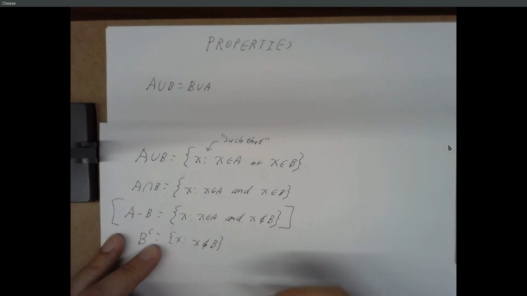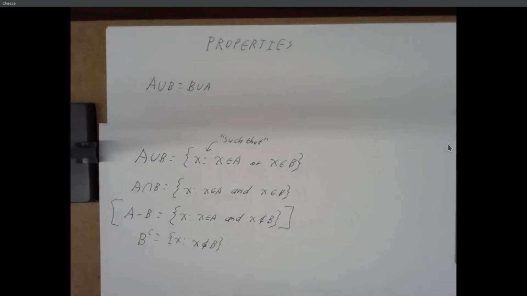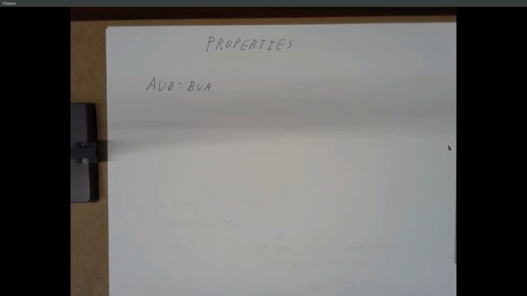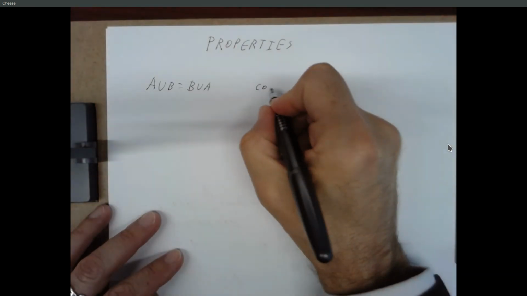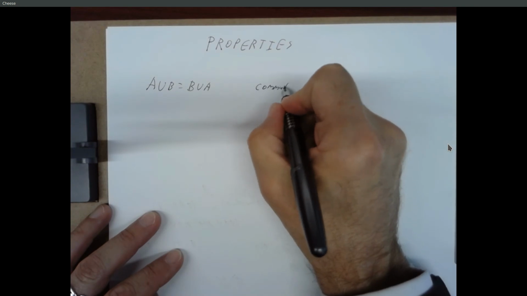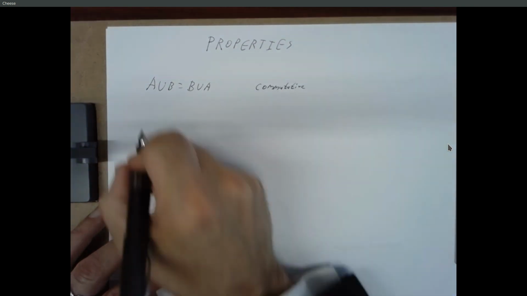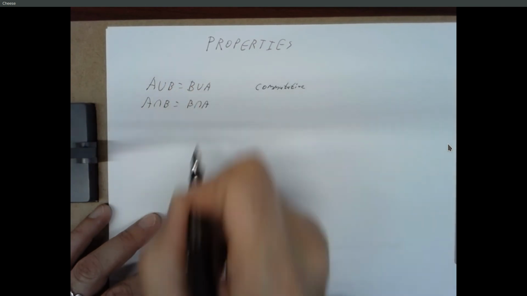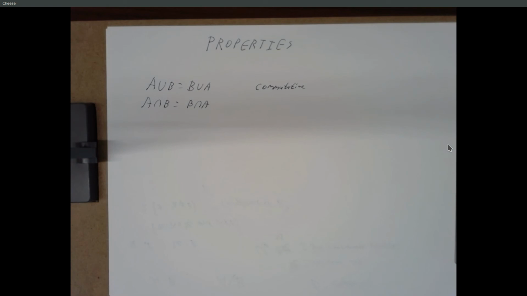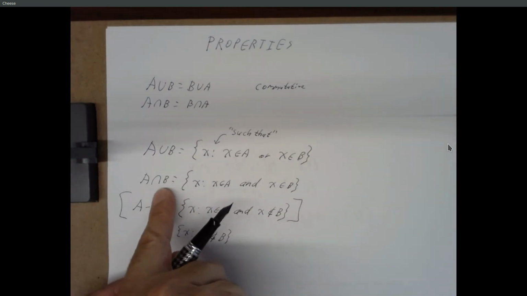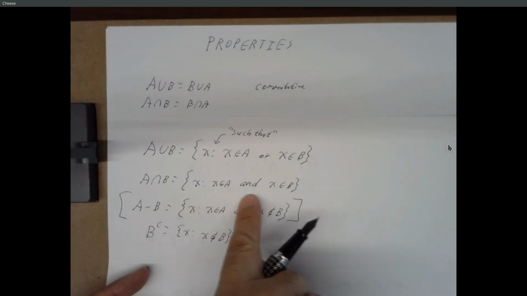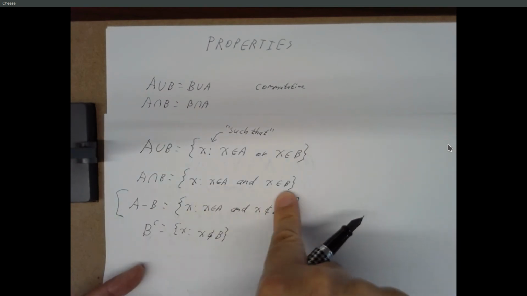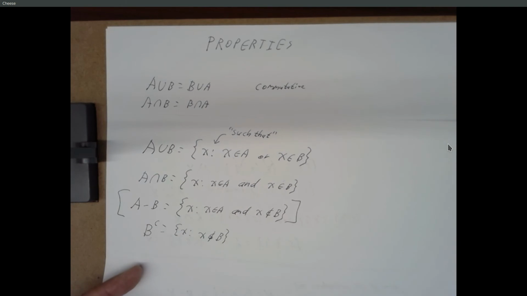Anybody know what this property is called? Do you know what this is called? Commutativity, right? We can say that unions are commutative. And not surprisingly, that also works for intersections. Again, you can go to the definition. A intersect B means a set of x that are in A and in B. B intersect A is a set of x that are in B and in A. It's exactly the same set.